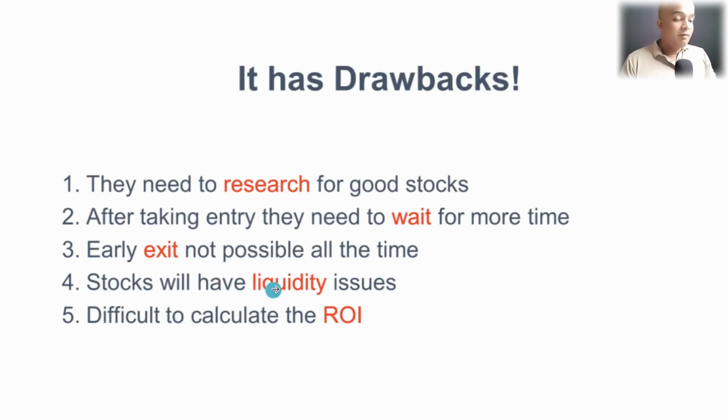And stocks will have liquidity issues, because if they pick a small cap or mid cap, probably according to their capital size, they will not be able to buy all the shares. The liquidity issues will always be there, and it is difficult to calculate the ROI. This is the most important part. Let's say they have invested 10 CR in XYZ company. Now they can't calculate how much return they get on that 10 CR for 6 months or 1 year, because they don't know where XYZ will go. It depends upon the movement of XYZ, right? So they can't calculate the ROI.